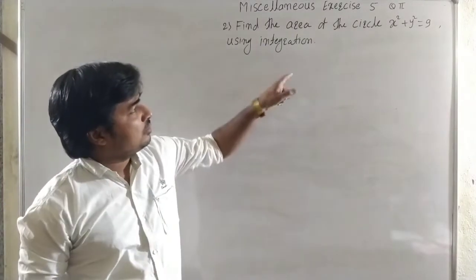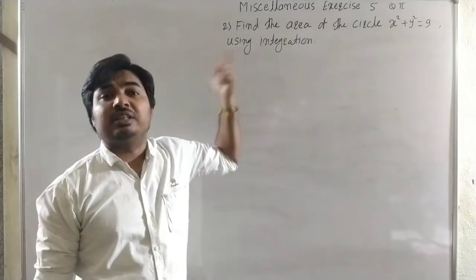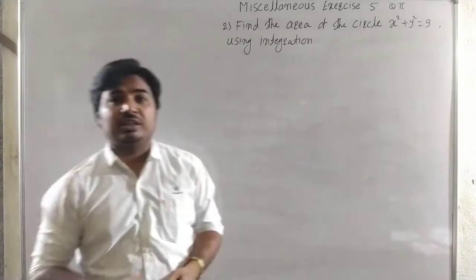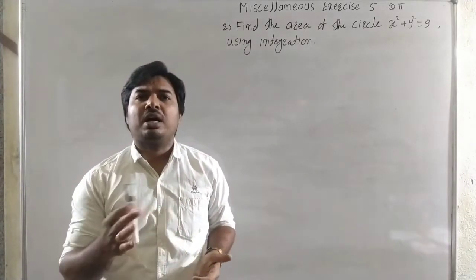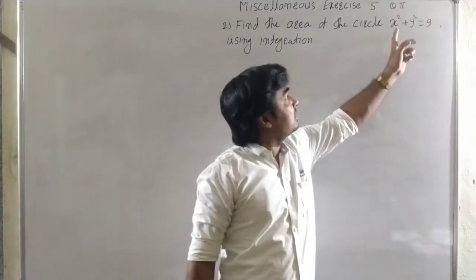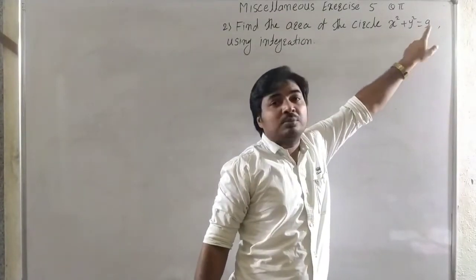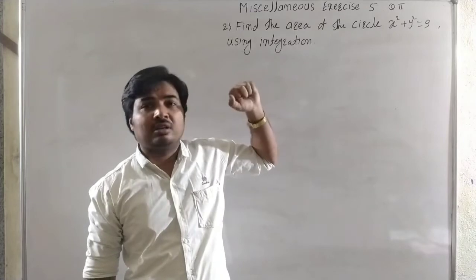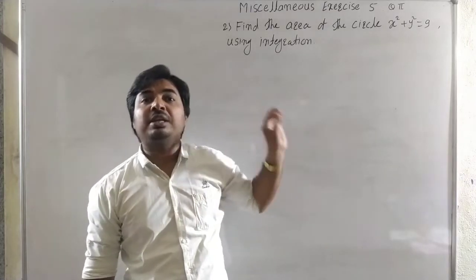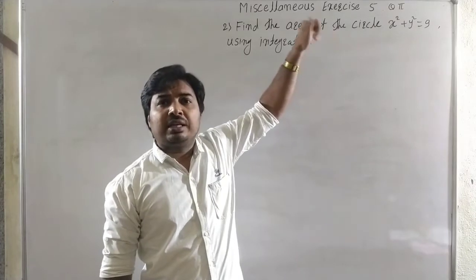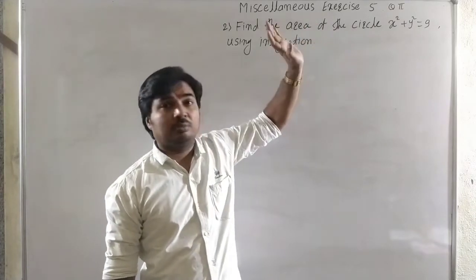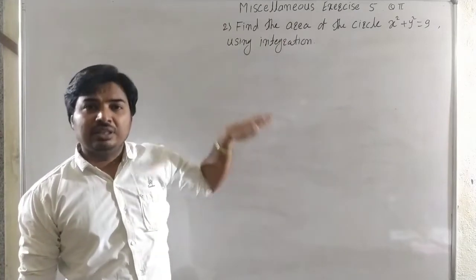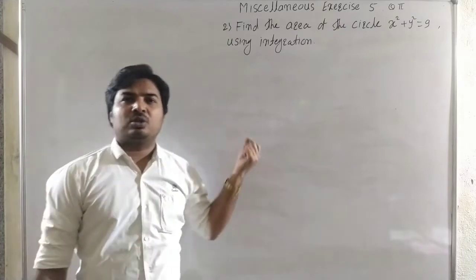Find the area of the circle x square plus y square equal to 9 by using integration. Here we want to find the area of the circle by using integration. We know the area of the circle is pi r square, and here is the equation of the standard circle, x square plus y square equal to 9. That means the radius square r square is 9. That means the area of this circle is pi r square, that means 9 pi. Simply we can say directly the area of the circle from this equation, but here we want to find the area of the circle by using integration. That means here we use the application of the definite integral.